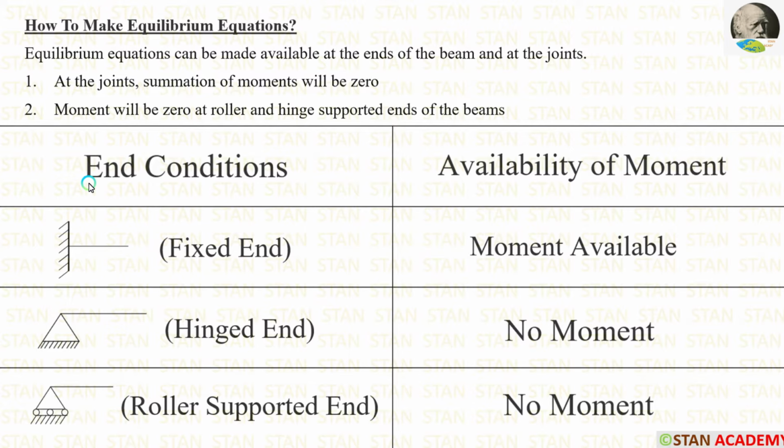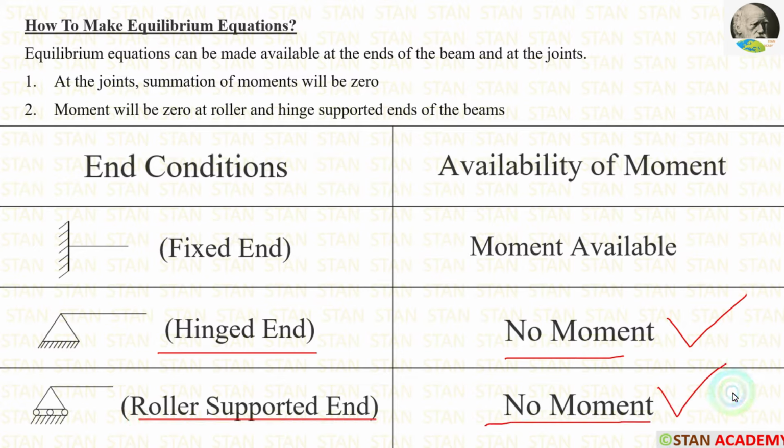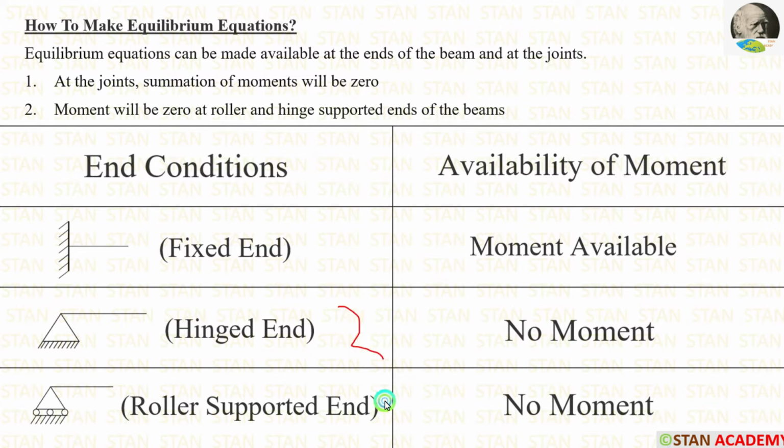Then, we have to see the end of the beams. In the fixed end, there will be movement, so we cannot make any equilibrium equation. In the hinged end, there will be no movement, so we can make an equilibrium equation. In the roller supported end also, there will be no movement, so we can make an equilibrium equation. In the hinged and roller supported end, there will be no movement because they are simply supported ends. Using that, we can make equilibrium equations.